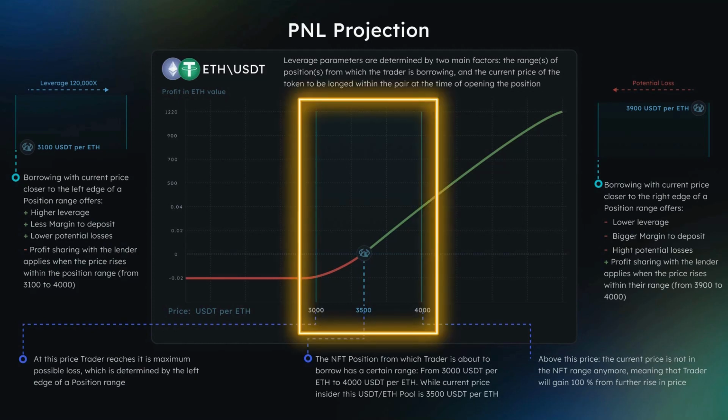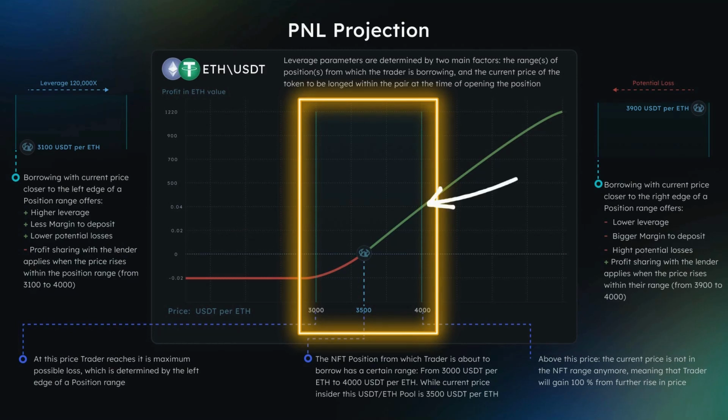In the example shown, you can see that the NFT position from which the trader is about to borrow has a certain range. It's from 3,000 USDT per ETH to 4,000 USDT per ETH. The current price inside this USDT ETH pool is 3,500 USDT per ETH. At 3,000 USDT per ETH, the trader reaches his maximum possible loss, which is determined by the left edge of the position range.